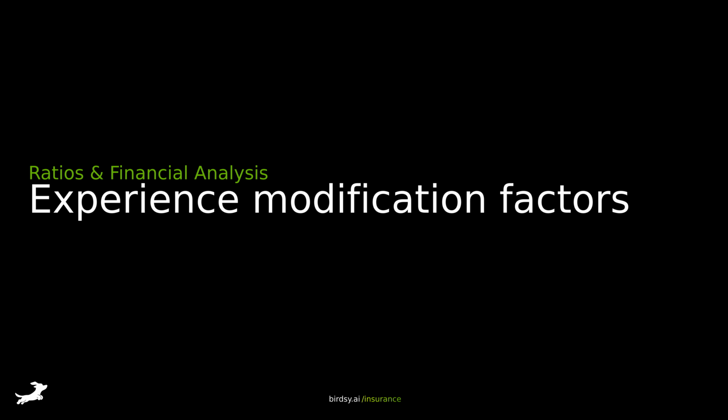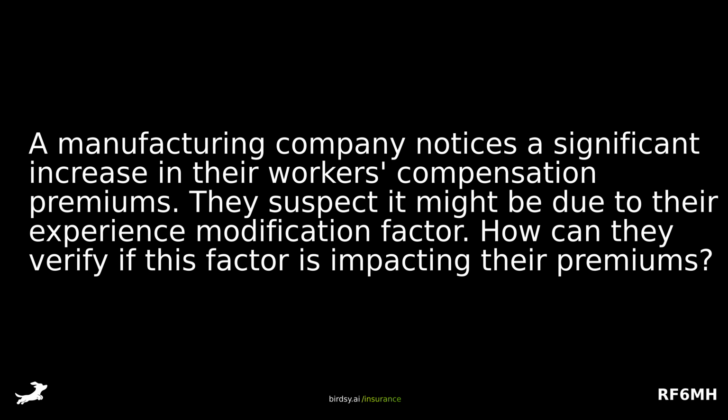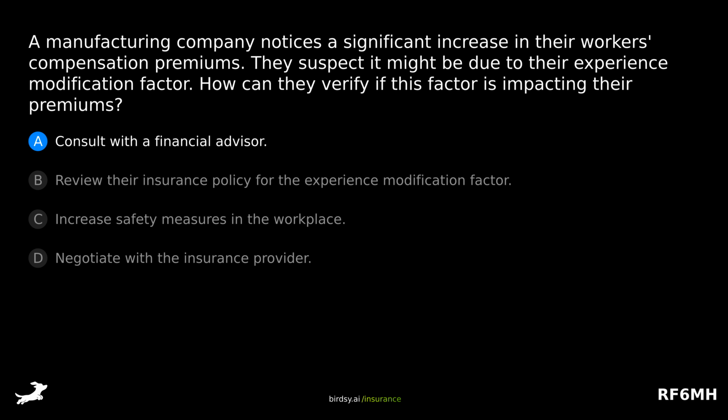Experience modification factors. A manufacturing company notices a significant increase in their workers' compensation premiums. They suspect it might be due to their experience modification factor. How can they verify if this factor is impacting their premiums? Is it A. Consult with a financial advisor? B. Review their insurance policy for the experience modification factor? C. Increase safety measures in the workplace? Or D. Negotiate with the insurance provider?